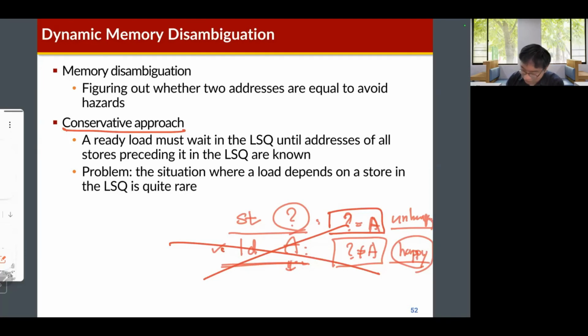But usually this unknown address, I said usually, is different from the address of the load instruction, because the memory is very large. Okay. So it's very bad. It's not good for the performance of a processor. Because of this very low probability situation, we need to sacrifice the performance of a processor. We don't like that. So the conservative approach is the safest approach, but it's not good for the performance.